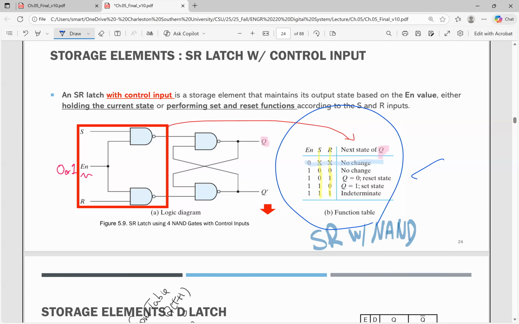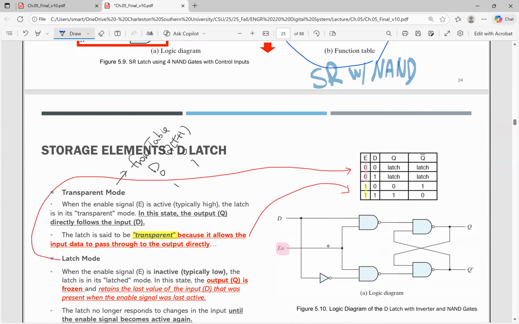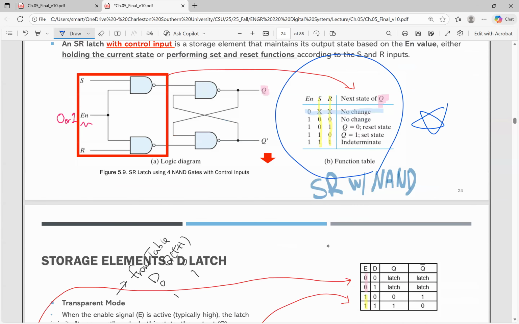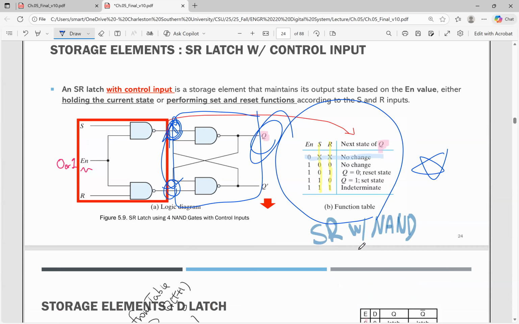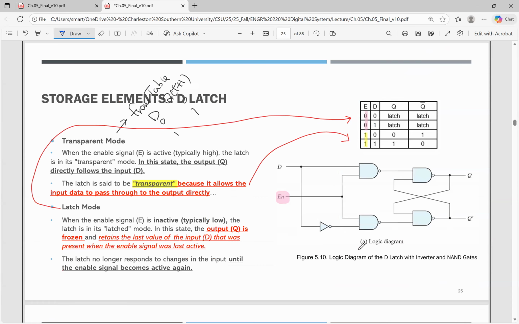This is one of the questions in the example. So please be careful, because this is the SR latch with control. So the set or reset value, they have no change in the Q value. Okay. So 0xx no change, and 100 no change. 101, Q is equal to 0, reset. 110, Q is equal to 1. 111 is indeterminate.